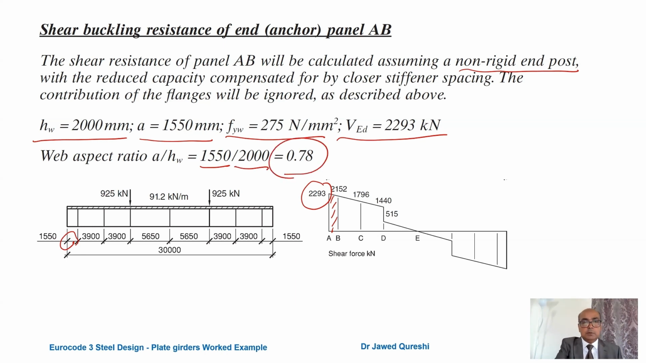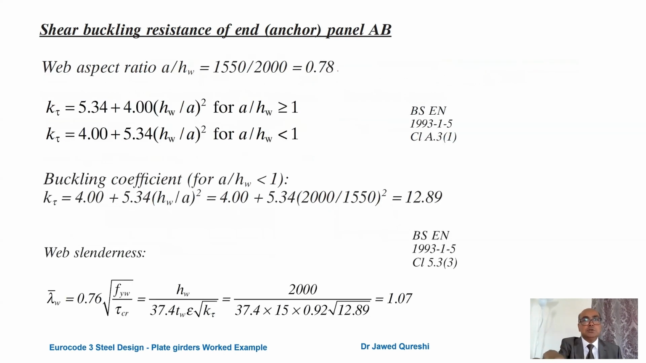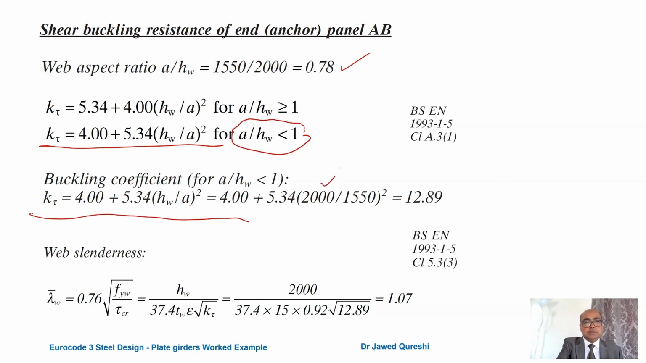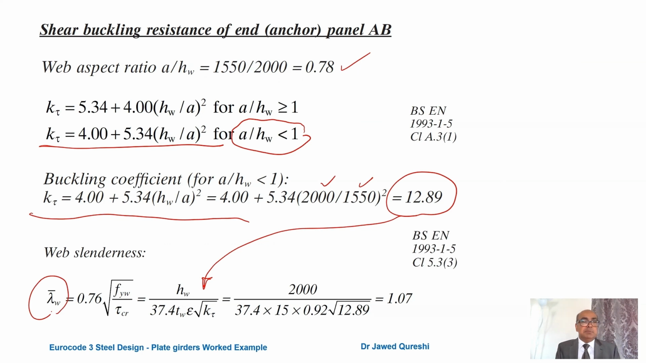So we will be focusing on this panel AB. Web aspect ratio is 0.78. So for shear buckling factor, we have these two formulas. The 0.78 is less than 1, which means that we will use this second formula to work out the shear buckling coefficient. HW is 2000, A is 1550. If we put all these values, we get this K tau as 12.89. If we put this value of K tau back in this equation, we will be able to get the slenderness ratio, lambda dash W, and that will help us to find out the reduction factor psi.